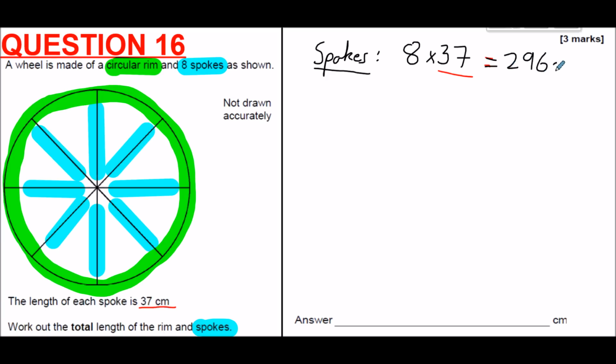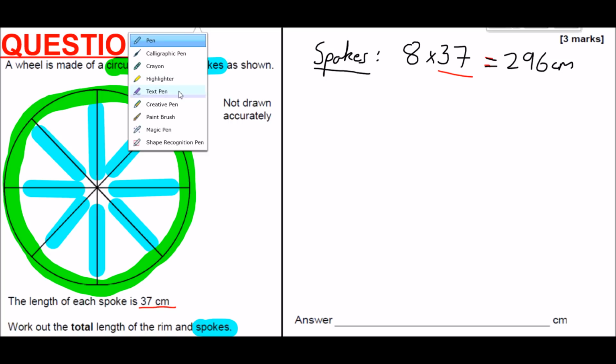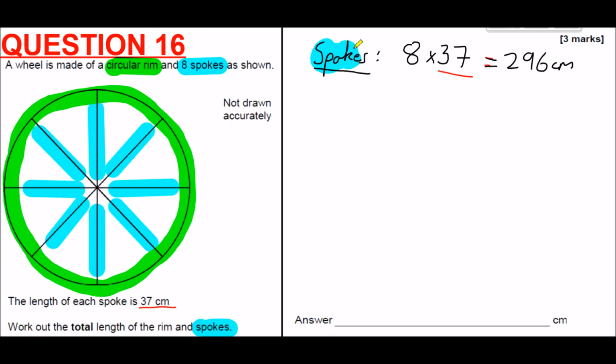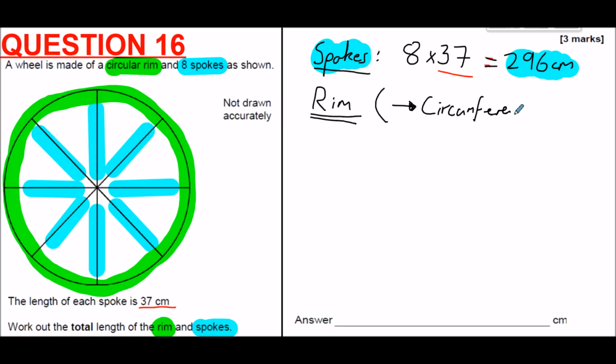So the total length of the spokes on their own is 296 centimetres. Now the circular rim, the rim is the total length all the way around the outside of a circle. So the rim actually means the circumference of a circle. Circumference just means the perimeter of a circle. It's the length all the way around the outside, which is what the rim is.